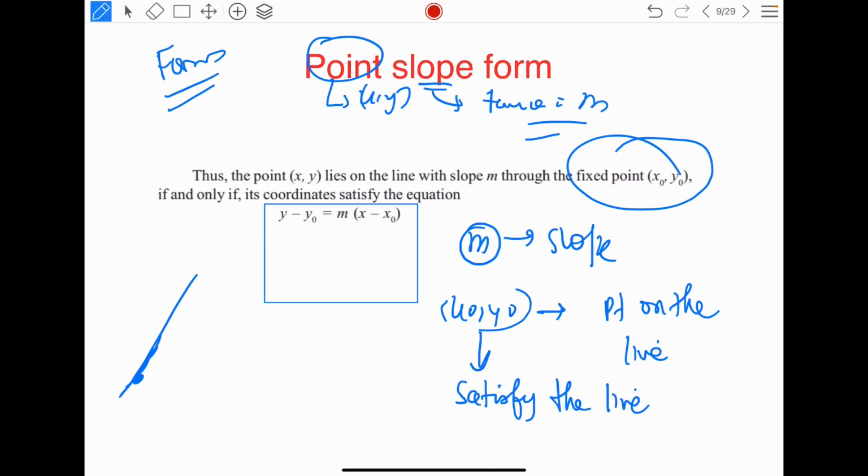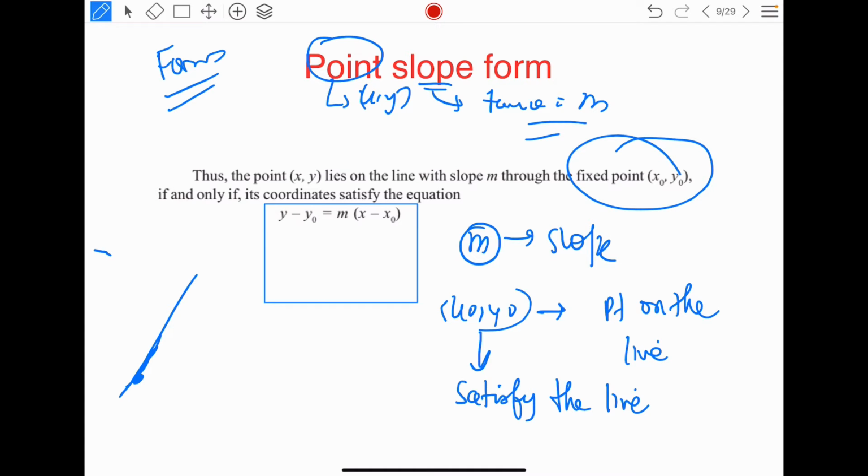Okay, so x naught and y naught are the point on the line. m is the slope of the line, which we have understood how to find out. So what is the equation of the line? One point and slope are given. y minus y naught is equal to m of x minus x naught, where x naught and y naught are the point.